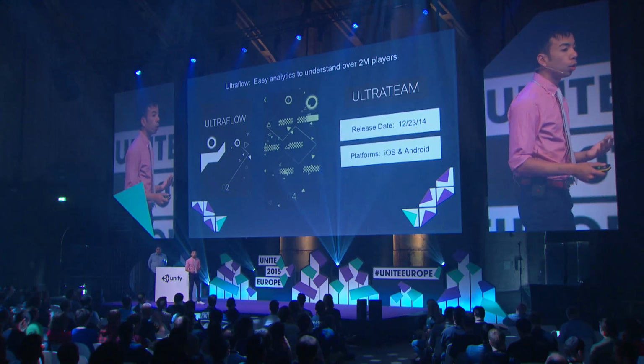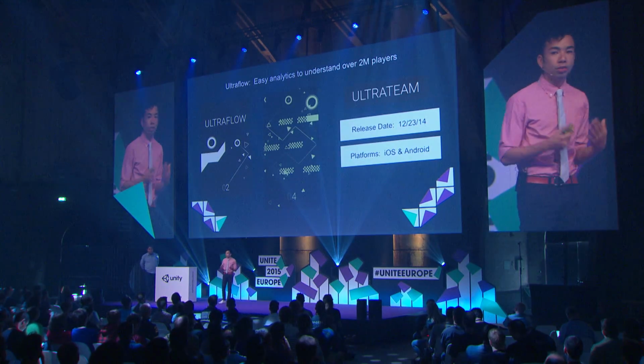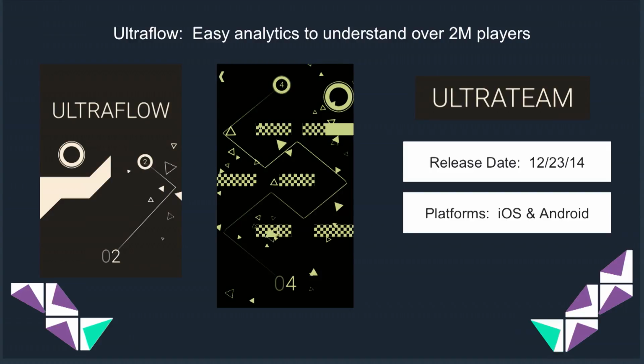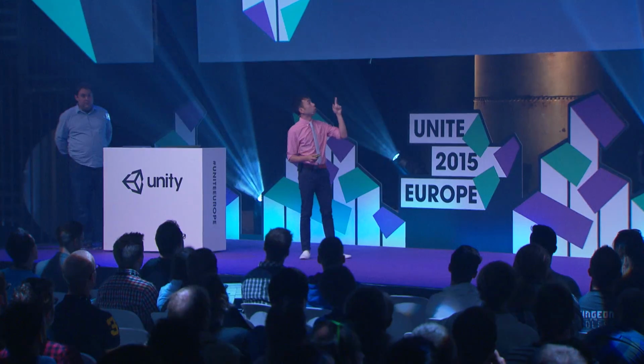The next example I want to go over is a game called Ultra Flow. Now, Ultra Flow is a really fun puzzle game. It has 99 levels. And the object of the game is that you want to swipe the ball so that it bounces off the obstacles. You have a limited number of bounces, and your goal is to try to get the ball into that large ring.